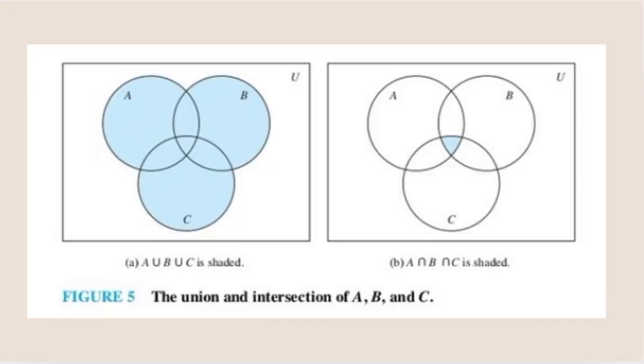Figure 5 shows the union and intersection of A, B, and C. The shaded part is A union B union C, and the shaded part is A intersect B intersect C. We can also consider unions and intersections of an arbitrary number of sets.